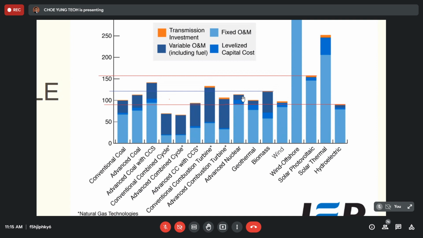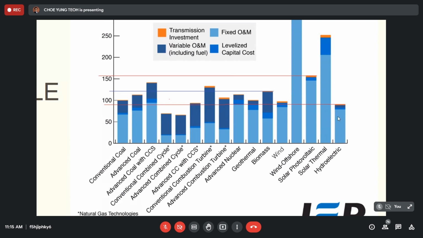Okay? The cost is not cheap, but it actually still needs a lot of space. Okay? And then we have geothermal, biomass. Geothermal is quite cheap, you see. Wind is quite cheap. If you build a wind turbine on soil, it's not expensive. But if you build offshore, then it will be expensive. Okay? And then biomass. And then we have the hydroelectric. Okay? Hydroelectric seems like it's the lowest among all types of renewable energy.